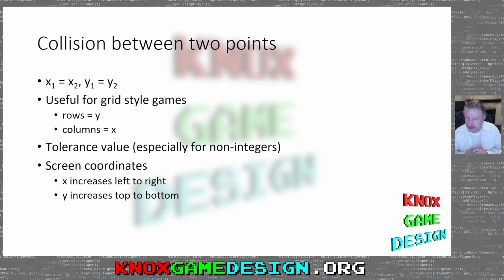So just to make sure we're all on the same page, the first collision we're going to talk about is the collision between 2 points. A point just has an x and a y coordinate. So basically we're just going to check where x1 equals x2 and y1 equals y2, where the point is x1, y1, second point is x2, y2. So this may be useful for grid style games like checkers or chess, where you got distinct, discrete rows and columns, where your y value will be your rows and your x values will be your columns.